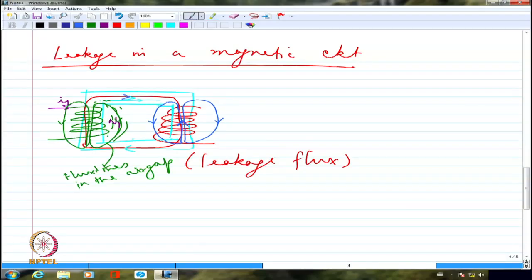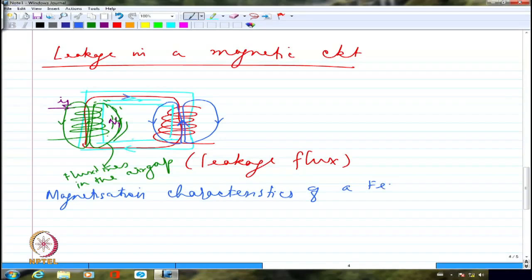Now let us try to see what happens exactly to the behavior of a ferromagnetic core when I am actually pumping in current through that. Okay? So let us try to look at the magnetization characteristics of a ferromagnetic core.